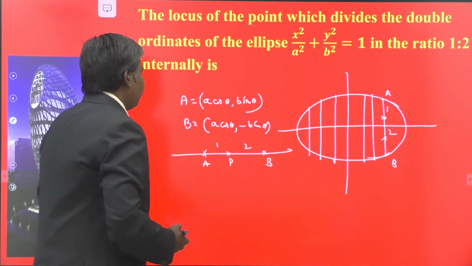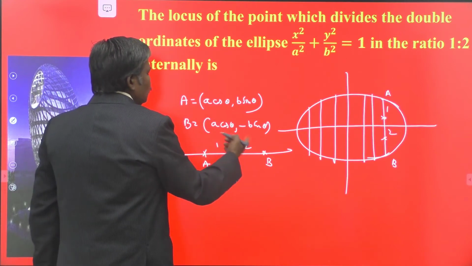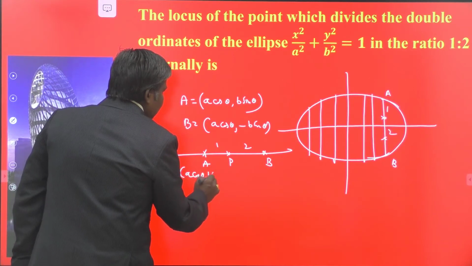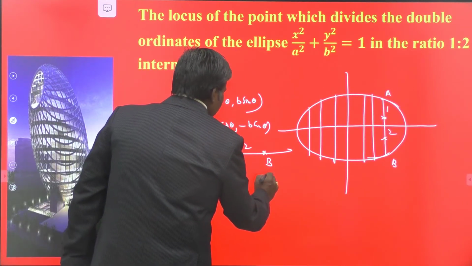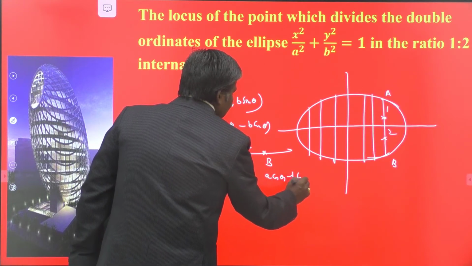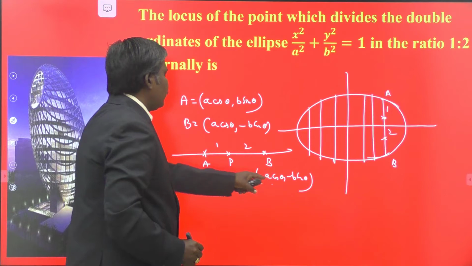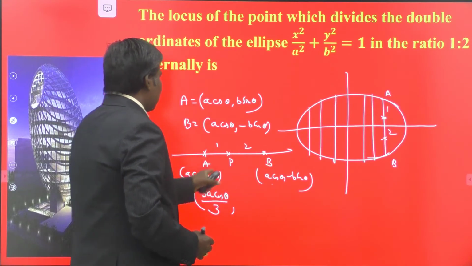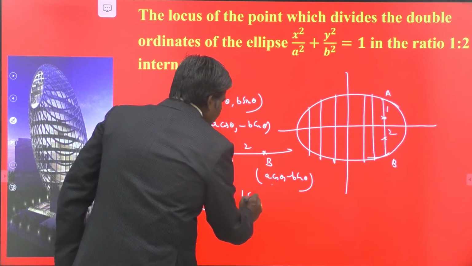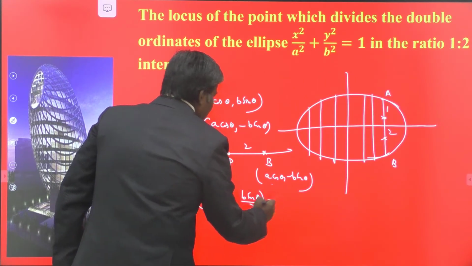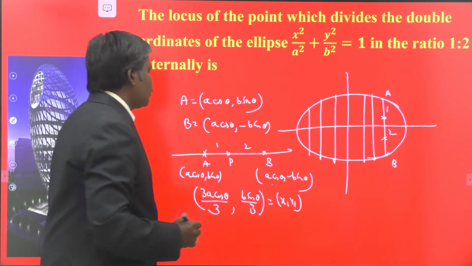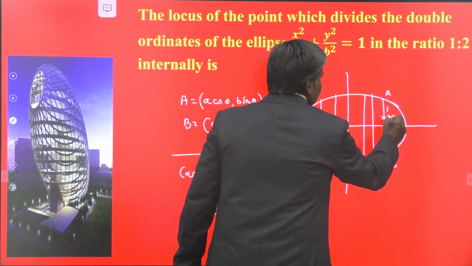So the formula is m x2 plus n x1 by m plus n. The coordinates of A are a cos theta comma b sin theta, and a cos theta comma minus b sin theta is there. So 1 into a cos theta plus 2 into a cos theta, that is 3a cos theta, by m plus n, 3, comma 1 into minus b sin theta plus 2 into b sin theta by 3. It is nothing but x1 comma y1, say. This is the point on the locus. We choose this one as x1 comma y1.